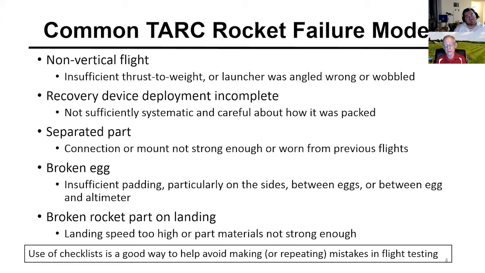Broken rocket part on landing, well, these rockets do land at a fairly good speed. We pick a fairly short duration so that people don't have to fly on large fields, because it can be windy, and if you have a long duration in a high wind, you're going to go a long way. So we have a pretty brisk landing speed, and that stresses your rocket, so you need to make the rocket very strong in order for it to not break on landing.